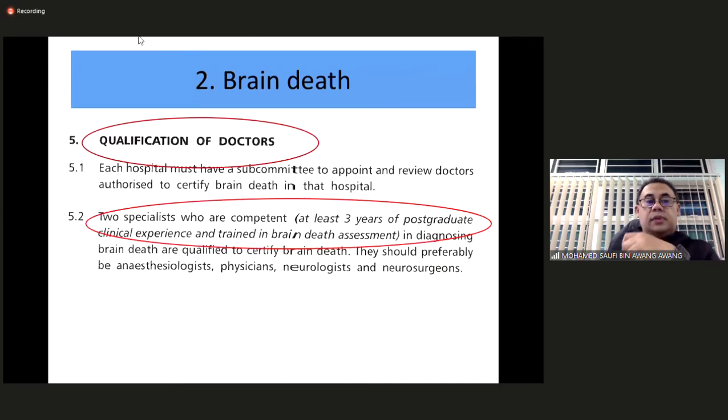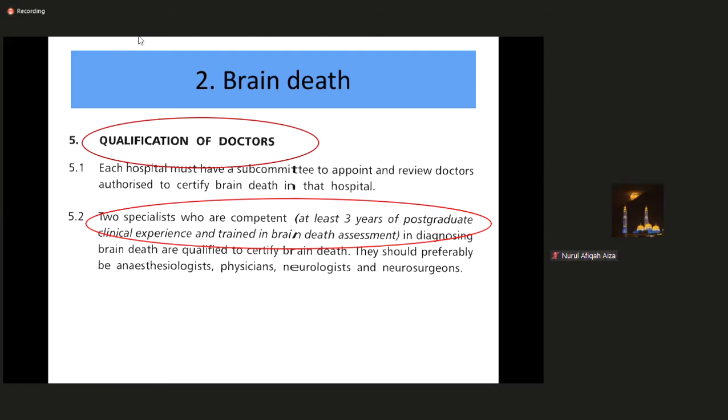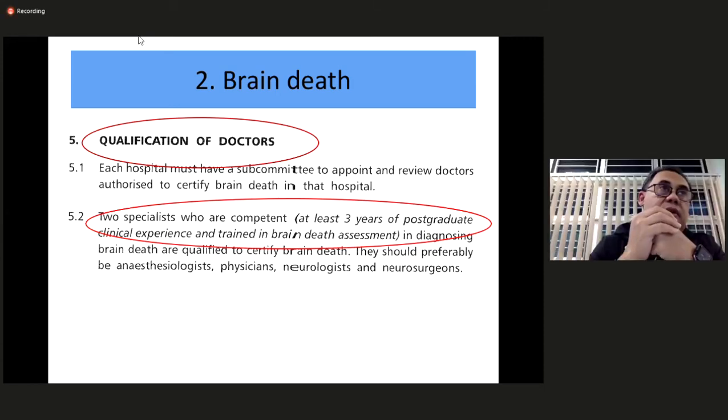Now, which doctors are qualified? It goes to point 5.2. It must be two specialists who are competent, at least 3 years after graduation. Meaning, if you are a specialist today, then tomorrow you want to do a brainstem assessment or brain death assessment, you are not qualified. You must have at least 3 years and above, and be well trained in brain death assessment. Only then are you a qualified doctor to do this exercise. Otherwise, you are not eligible. And of course, preferably an anesthesiologist, a physician, a neurologist or a neurosurgeon. No mention of orthopedic surgeon, no mention of radiologist, not mentioning forensic pathology.